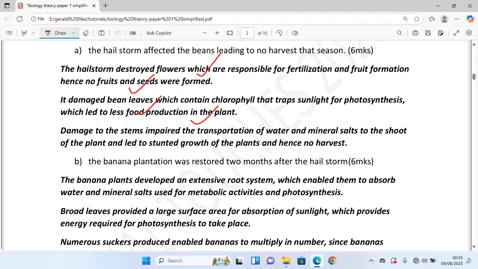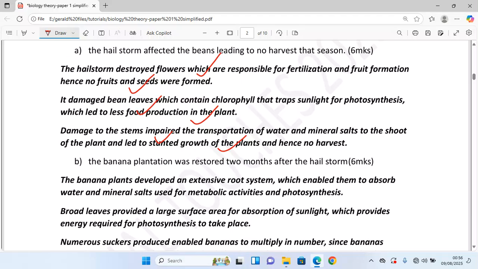Another one, we are talking about damage to the stems. What did it do? It impaired the transportation of water and mineral salts to the shoot of the plant, and this led to stunted growth of the plant and hence no harvest. See, because these mineral salts are so important in the process of growth and development.